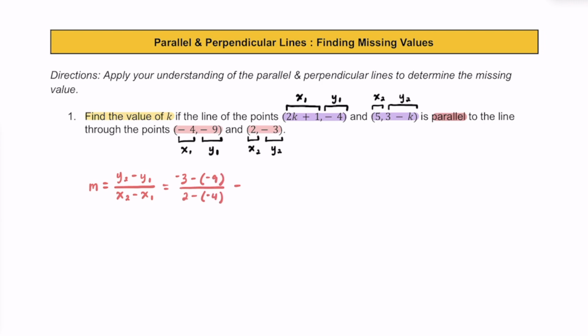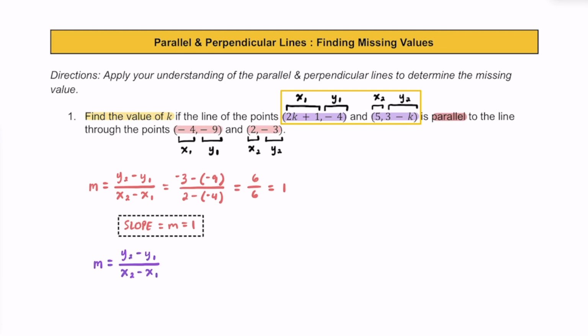After substituting in our values, let's go ahead and clean this up a little bit. And if we simplify this, we can see that our slope of this line is going to be 1. So if this is the slope of the line that goes through these 2 points over here, then it's going to be the same slope as the line that goes through these 2 points over here.